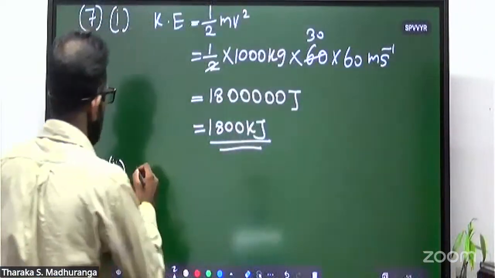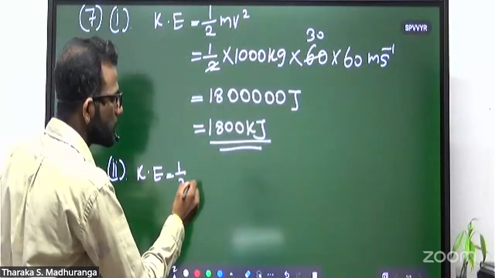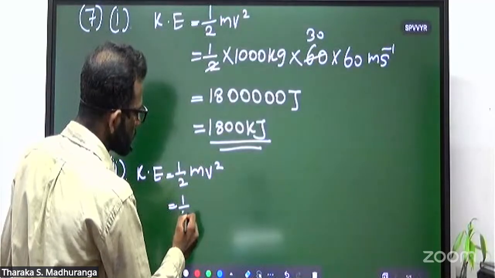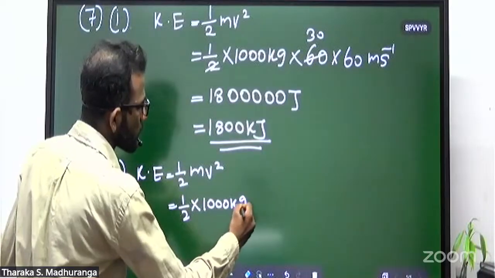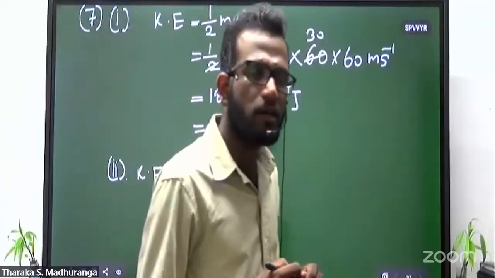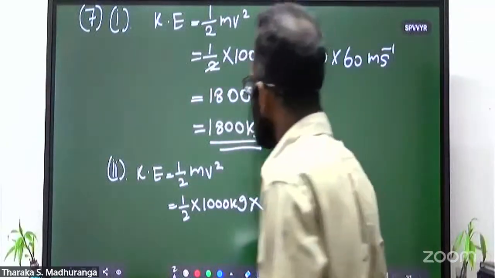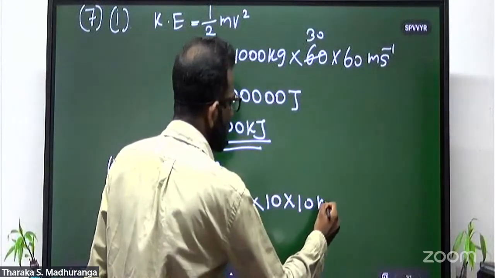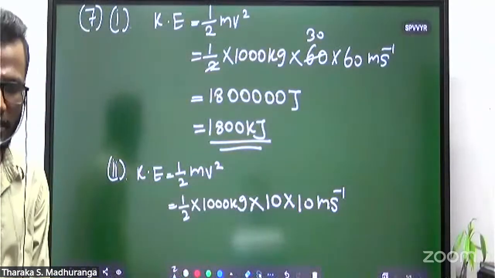When the car is past the 11 km mark, what is the kinetic energy? The same equation: the kinetic energy equals half mv squared. The half is a constant. The mass is 1000 kilograms. While passing the 11 kilometer mark, the velocity is 10 meters per second. The 10 is squared, that means 10 times 10.